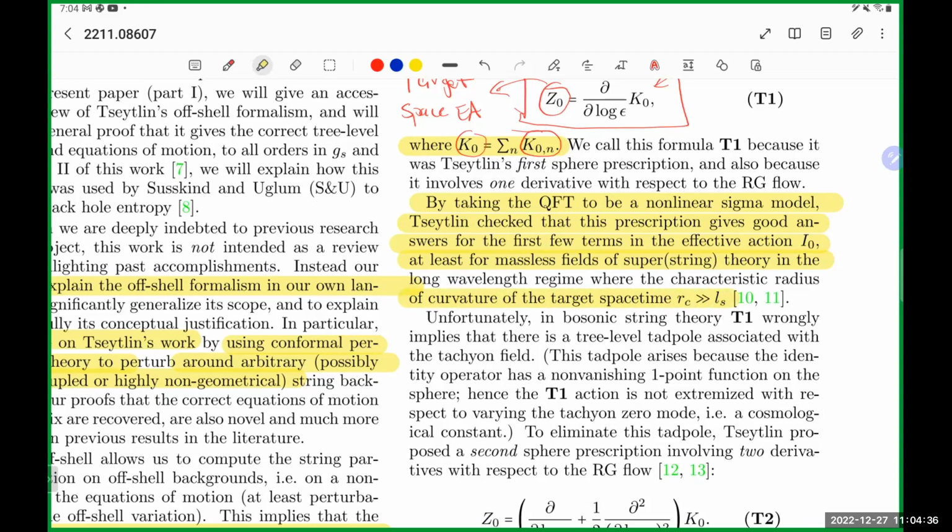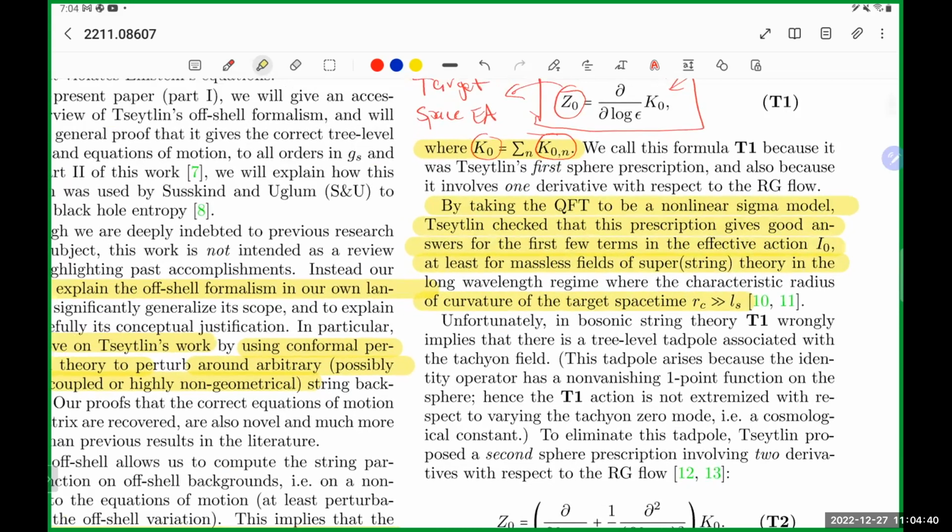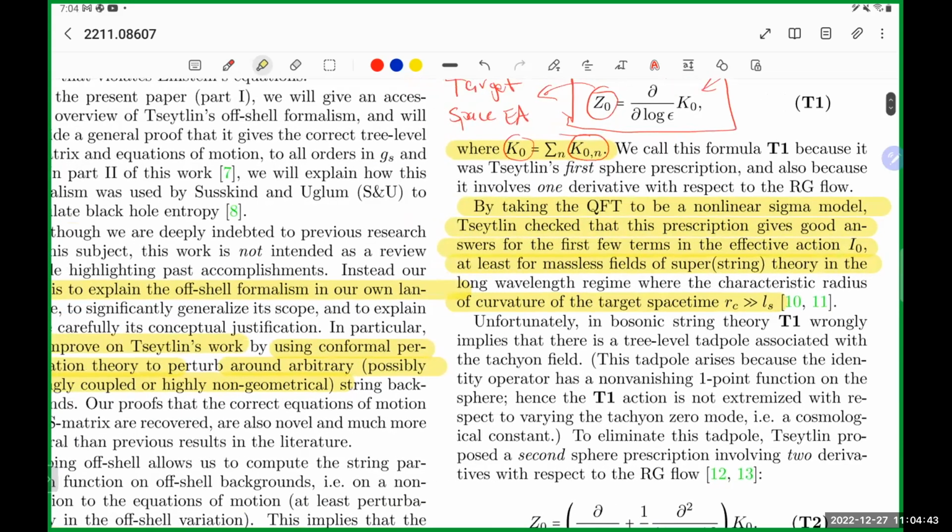But when we check the consistency of the action of his prescription, we're not going to assume that the quantum field theory is a nonlinear sigma model. It's going to be something different. And the CFT doesn't have to be a flat space vacuum, it could be anything.